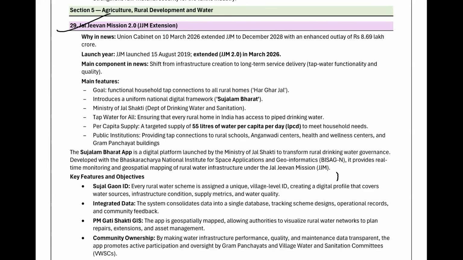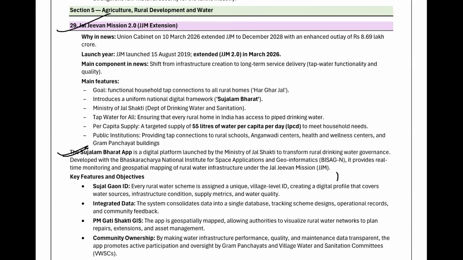Very good. It is coming under the Jal Shakti. Obviously, if it is coming under the Jal Shakti, please try to understand what is the key point. Har ghar jal hona chahiye. Functional tap connection should be there to rural homes. It is being extended till 2028. ठीक है? समझ में आ रहा है? और important point ये है कि this has been introduced in this 2.0, that is Sujalam Bharat app. Sujalam Bharat digital platform has been introduced, right?